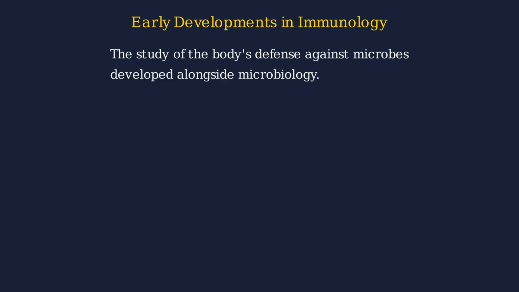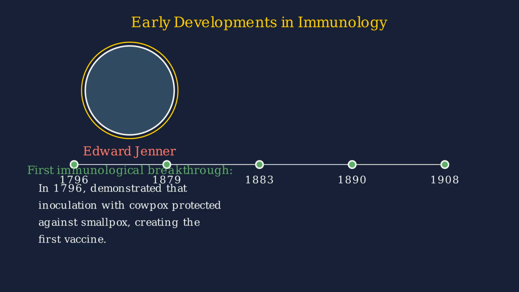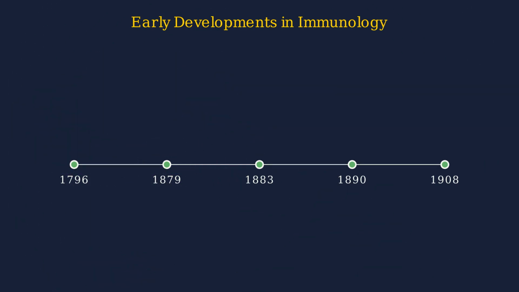The study of the body's defense against microbes developed alongside microbiology, establishing what we now know as immunology. Let's explore the key developments in early immunology from 1796 to 1908. Edward Jenner made the first immunological breakthrough in 1796. He discovered that inoculation with cowpox protected against smallpox, creating the first vaccine, though the mechanism wasn't understood at the time. This discovery was revolutionary, though it would take decades to understand how vaccines actually worked.